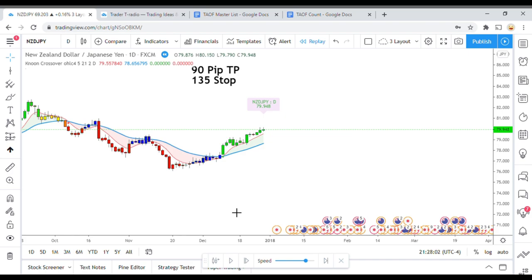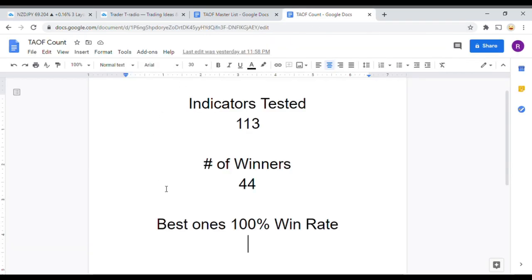All right, as I said, today we will be testing the Knoon crossover indicator. But before we do, I wanted to put the indicator scoreboard up for everyone to see. So to date, we have tested 113 indicators. And out of those 113 indicators, 44 of them have been winners, which means that they have met or exceeded the 60% win-loss ratio threshold that we have set for them. The best ones so far were able to achieve a 100% win rate.